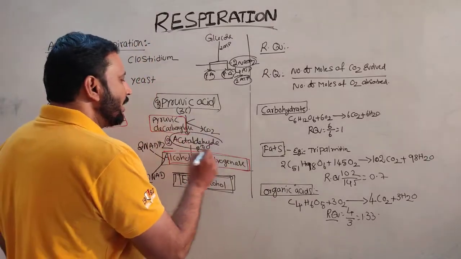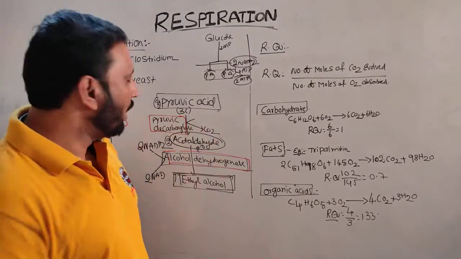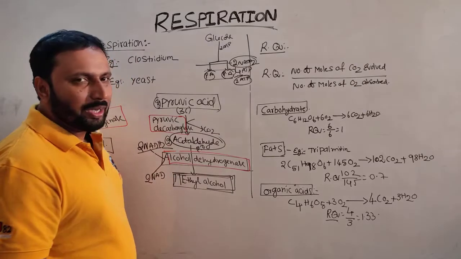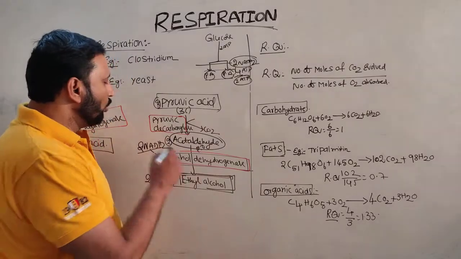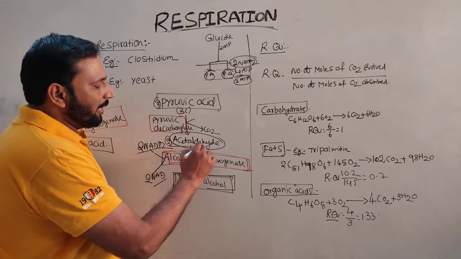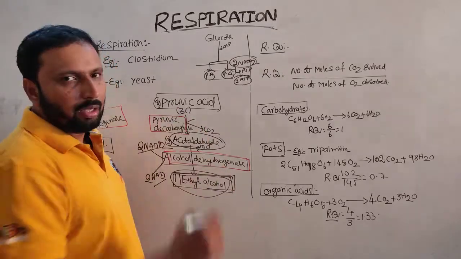Now these two molecules of acetaldehyde undergo reduction. For reduction, the hydrogen donor is NADH2. So two NADH2s are converted into two NADs, and acetaldehyde is fermented to ethyl alcohol.